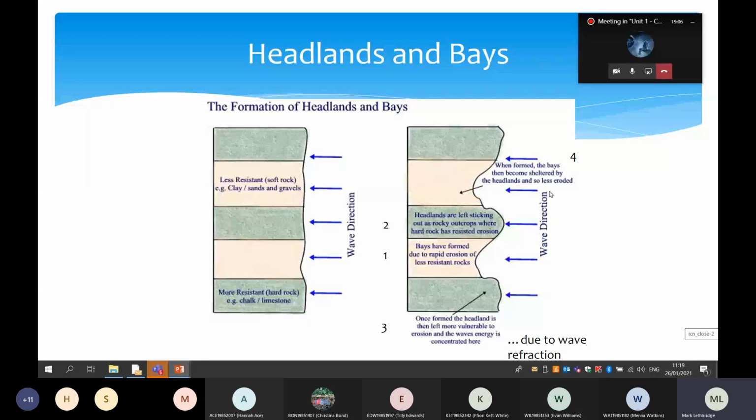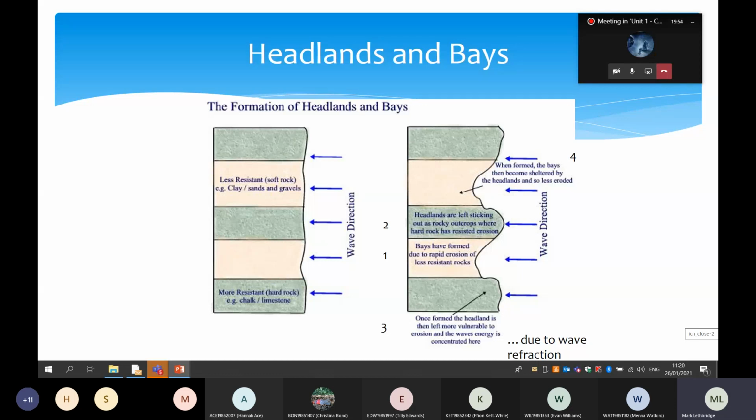But what we can do, as I mentioned, is beef it up a little bit by bringing in the names of these actual rocks. So if you think about it, where it says bays are formed due to rapid erosion of less resistant rocks, well, on the Gower, we know that that less resistant rock is Millstone Grit. So if you were writing it out in an exam, you could say that bays are formed due to the rapid erosion of less resistant Millstone Grit. Headlands are left sticking out as rocky outcrops, where harder Carboniferous limestone has resisted erosion. You just plop the name of the rock right in there and it makes perfect sense.